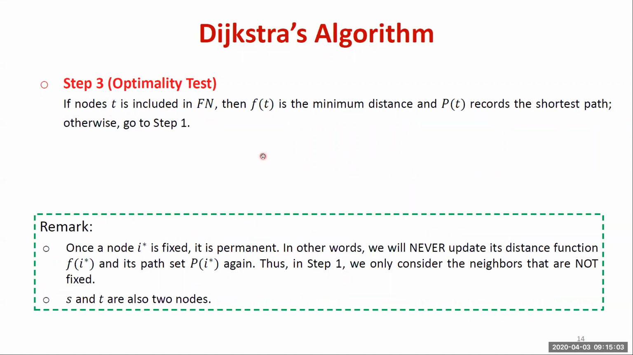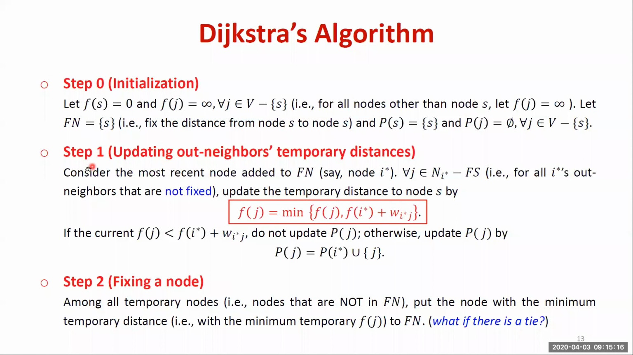That's it. Two remarks: once a node is fixed, it's permanently fixed. We will never, ever try to update it again. And the second thing is that S and T are also nodes. Okay, let's directly go to the example. And after many repetitions, you're going to know what step 1 and 2 really mean.